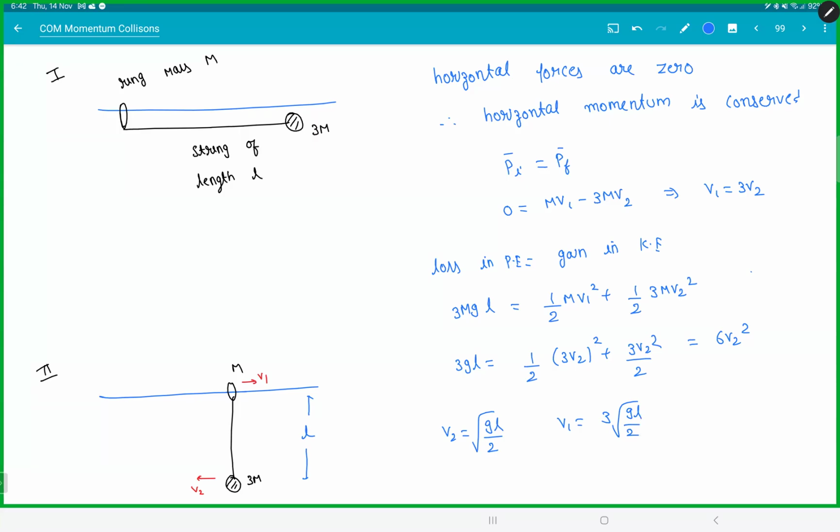Right. Who all got root gL by 2? You're right. Yeah, root 9 is also right. 3 comes out.